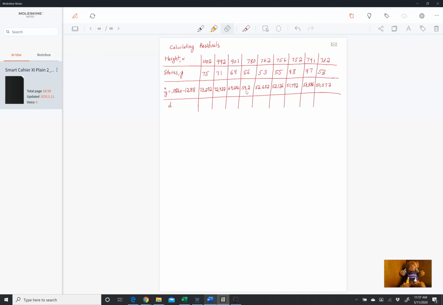Okay. And our residual is our observed minus the predicted. So if it's positive, then our observed is higher. 1.708, negative 1.432. And if we look, our observed is 71 here, and our predicted is over 72. So it makes sense that this would be negative. Negative 0.606, 1.8, 0.348, 2.864, negative 3.792, negative 3.846, and 2.928.